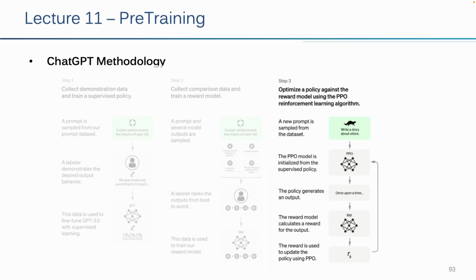So the goal is, first, humans need to tell us what are good answers. Then ChatGPT needs to understand how to rank answers. And the reward model tells us what are good answers and what not in an automated way. So this is to scale it.